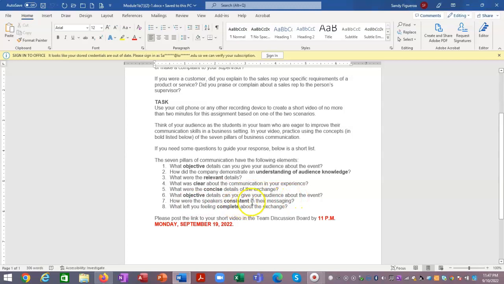How were the speakers consistent in their message? What left you feeling complete about the exchange? What does all of that mean? What does all of that mean to you? Okay, you are creating a video for your teammates, not to me, to your teammates, and explaining to them what went right or what went wrong. That's the bottom line of only 2 minutes of this experience.